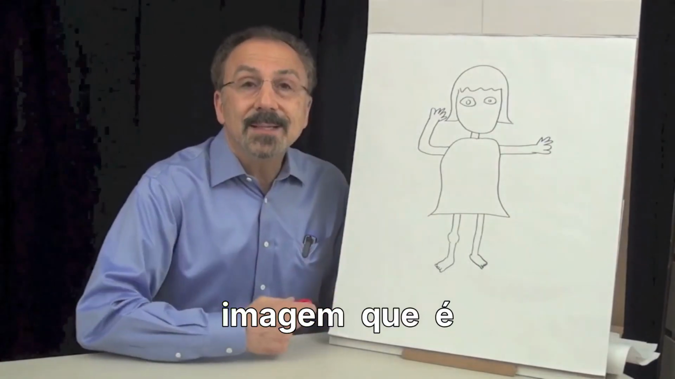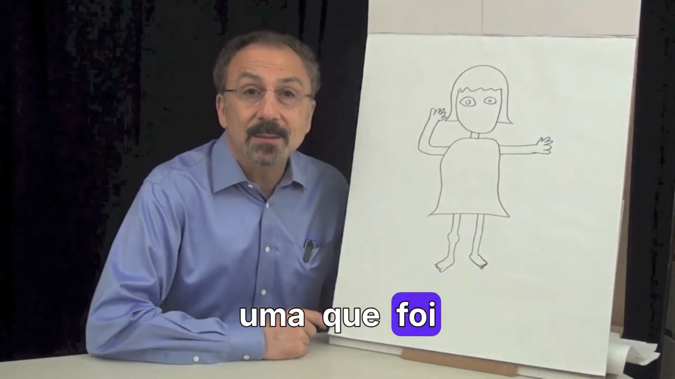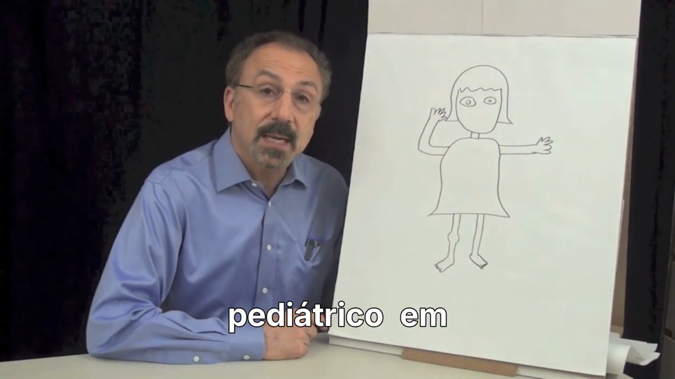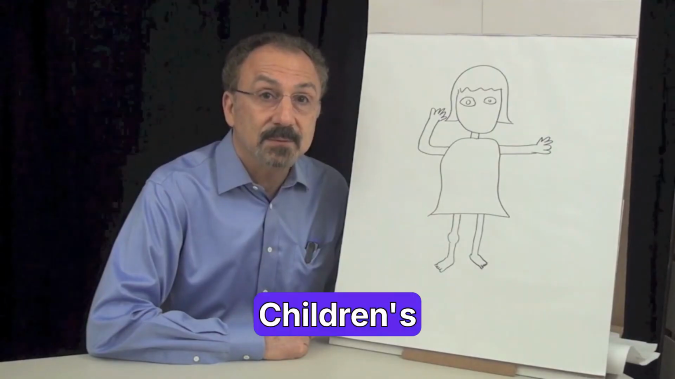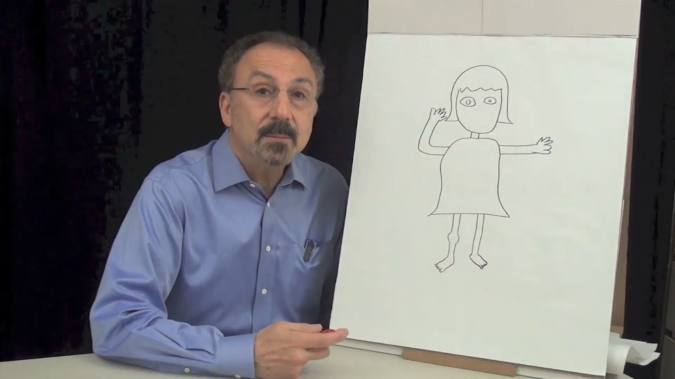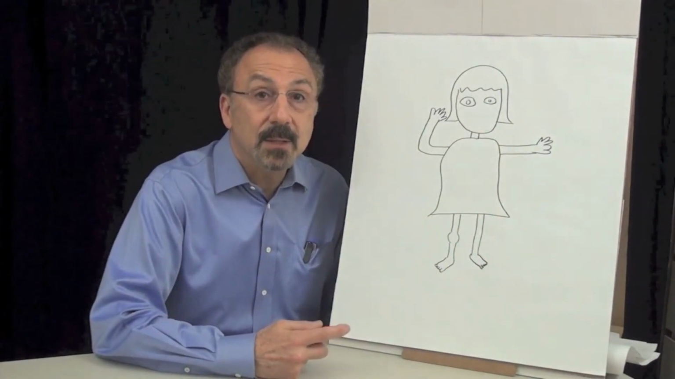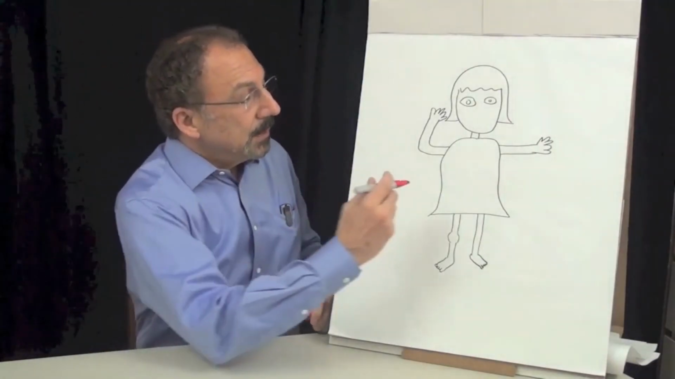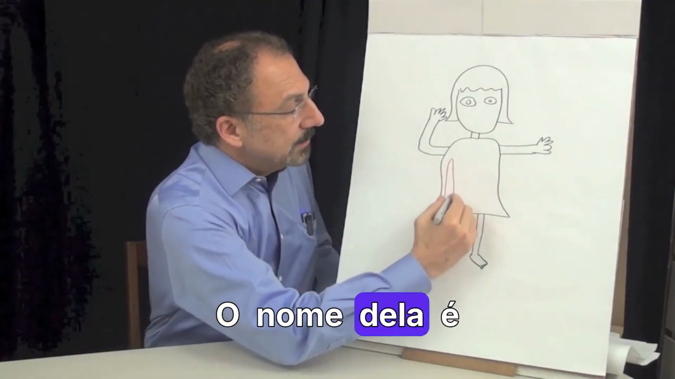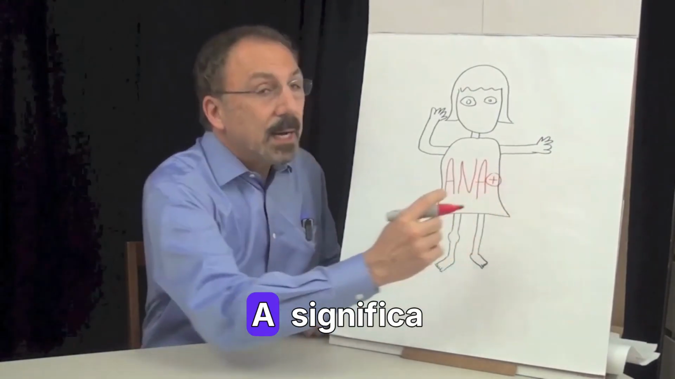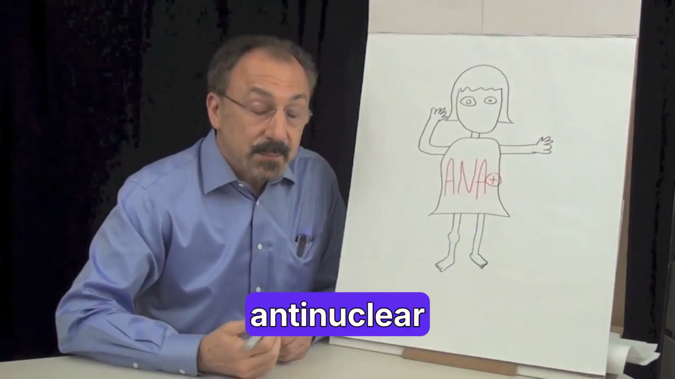This is a picture that is similar to one that was drawn by Dr. David Sherry, a former colleague, pediatric rheumatologist in Seattle, who now works at Children's Hospital of Philadelphia. This is a representation of the typical child with pauciarticular, now known as oligoarticular, juvenile idiopathic arthritis, as a way to remember the manifestations. Her name is Anna. ANA stands for anti-nuclear antibody.